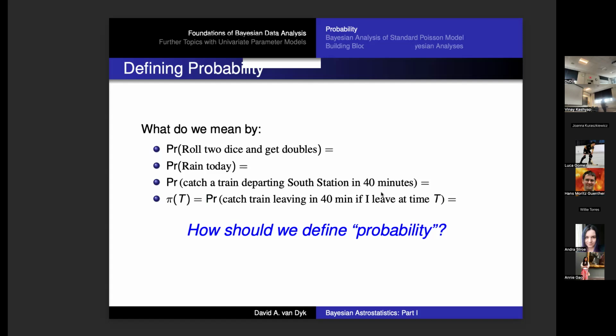Well, you can't repeat tomorrow. There's only one tomorrow. It's going to snow or it's not. But still, if I say the probability it's going to snow tomorrow is 90%, or if I say the probability it's going to snow tomorrow is 5%, I've conveyed information that has meaning, right?